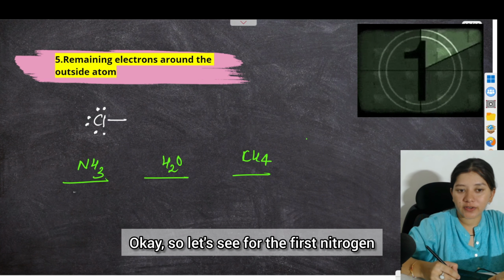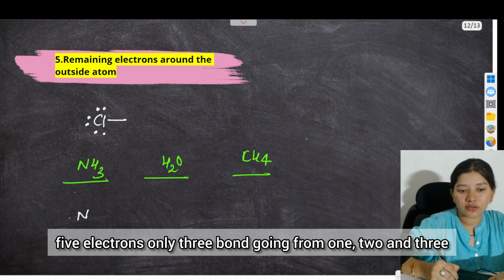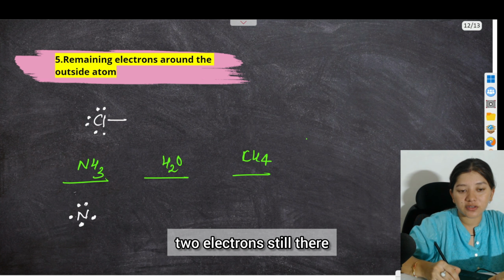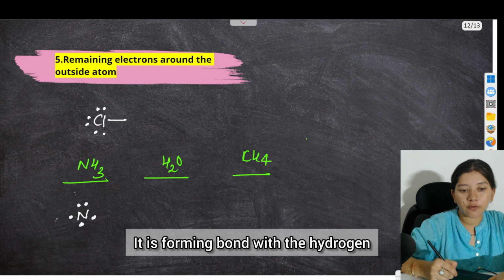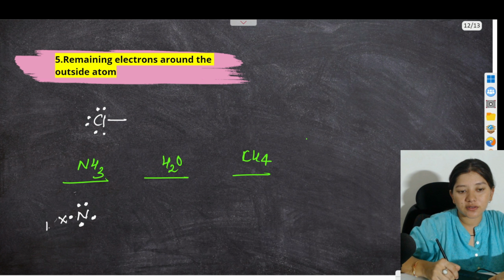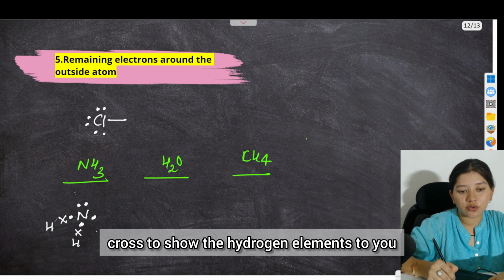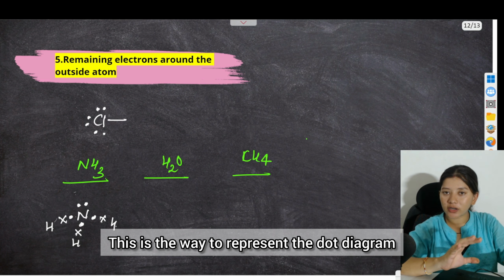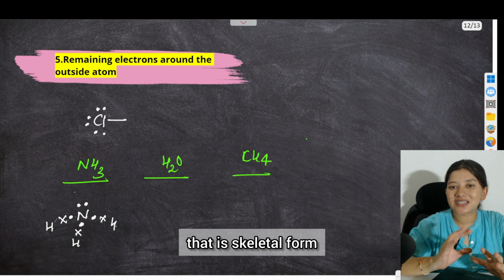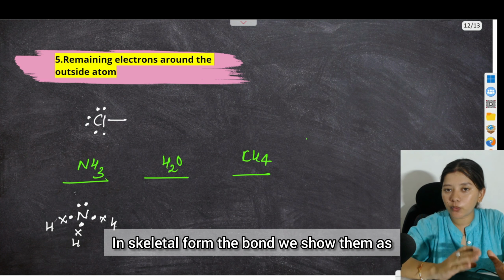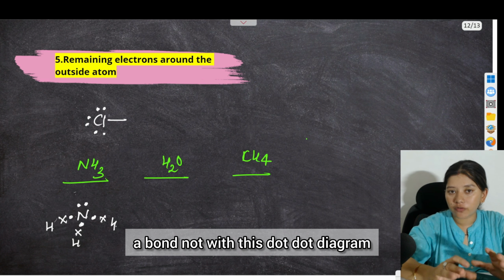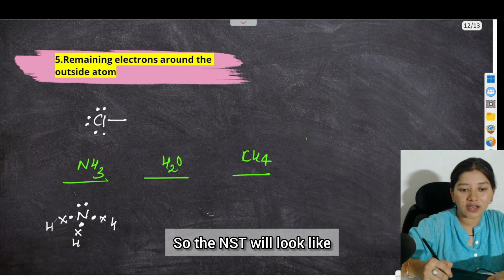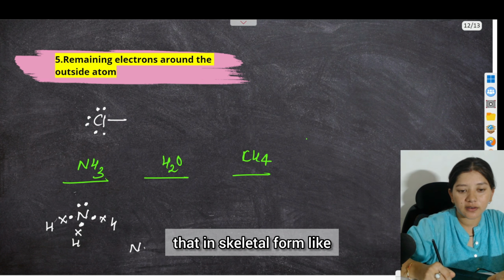Okay, so let's see the first one, nitrogen. 5 electrons, only 3 bonds going to form, 1, 2 and 3. So 2 electrons are still there, which will be in paired form. It is forming bonds with the hydrogen, so I am just using this cross to show the hydrogen electrons to you. This is the way to represent the dot diagram, but now we use a much better one, that is the skeletal form. In skeletal form, we show the bond as a line, not with this dot diagram. So NH3 will look like that in skeletal form.